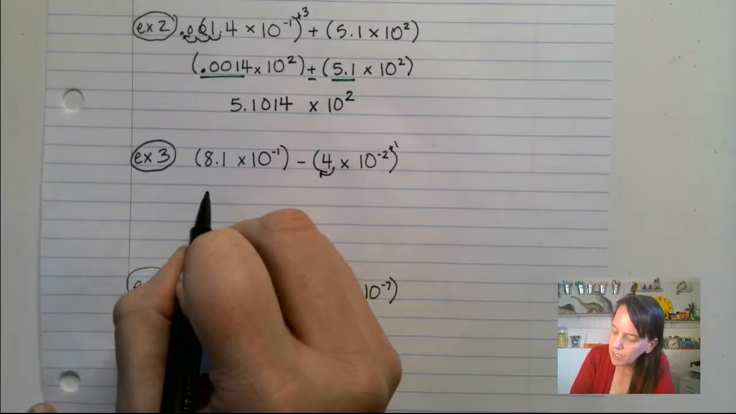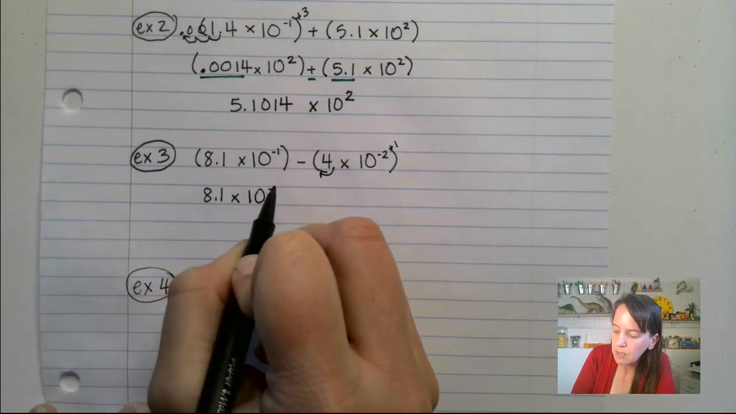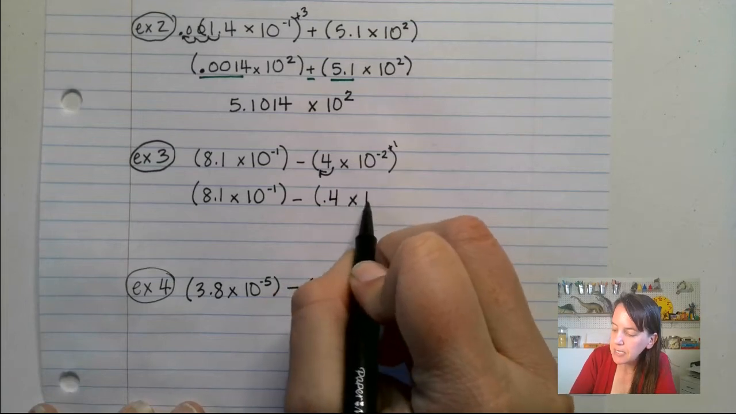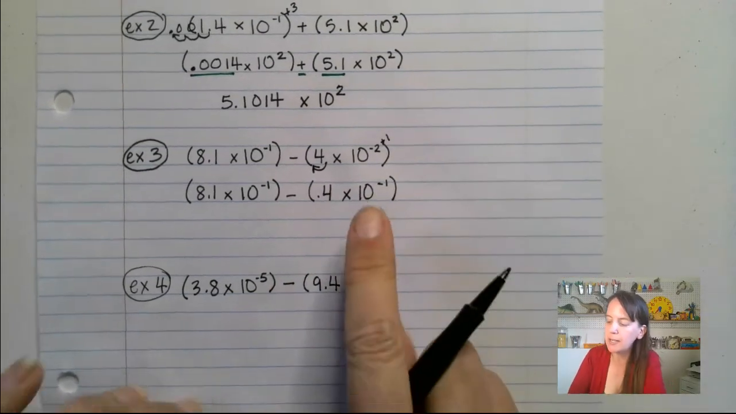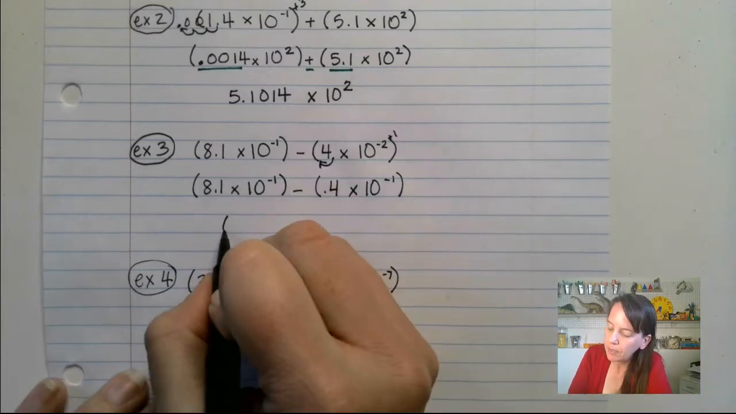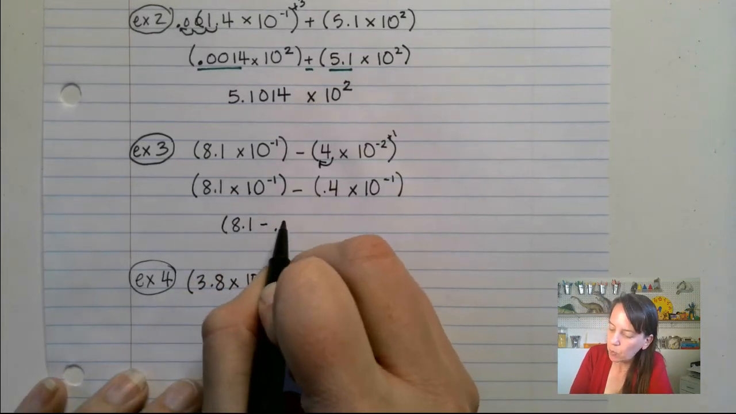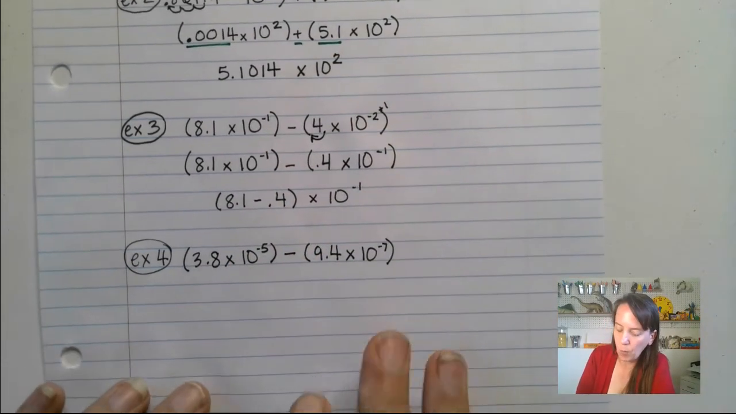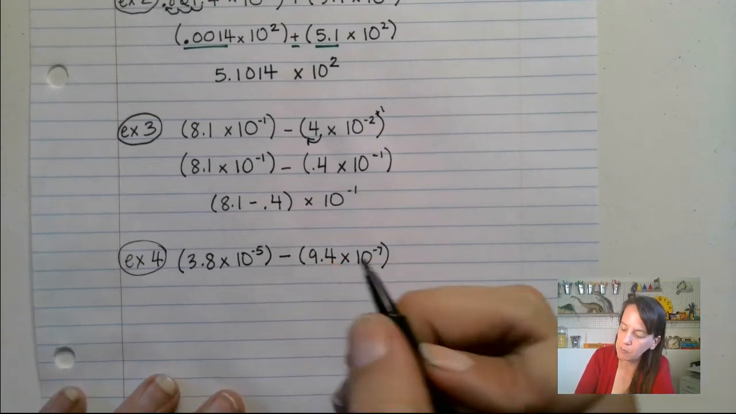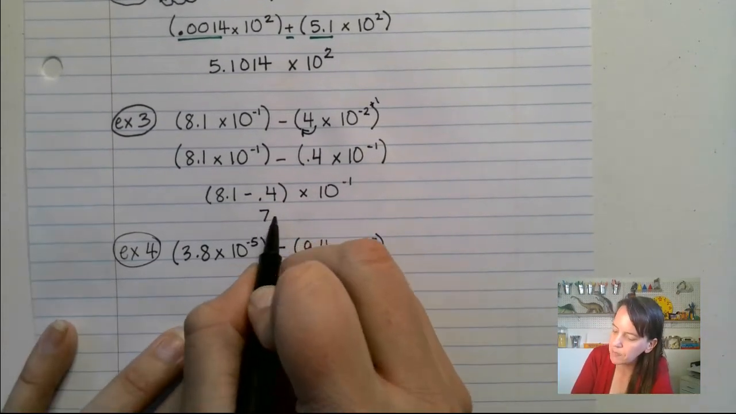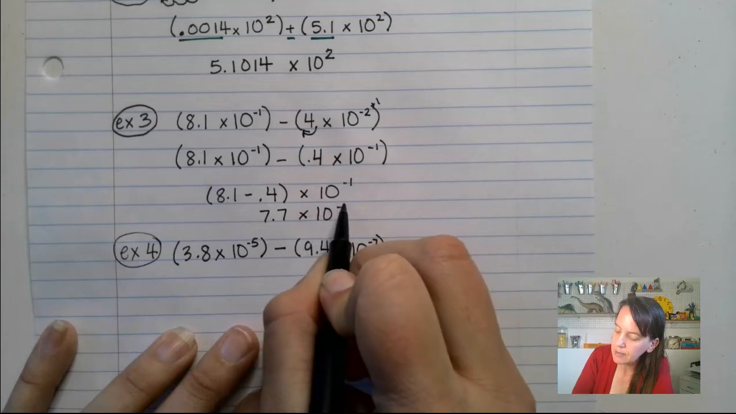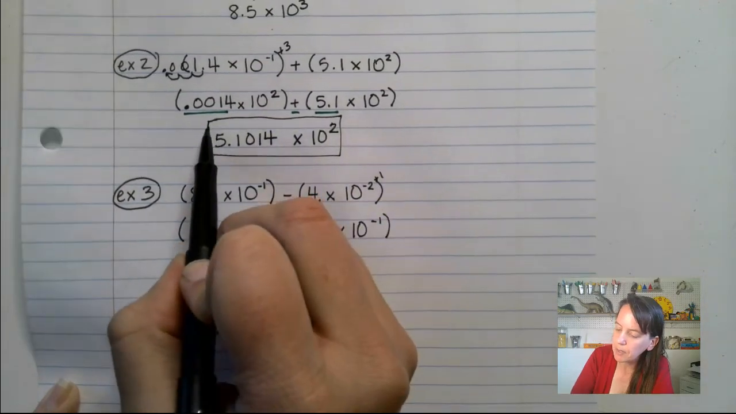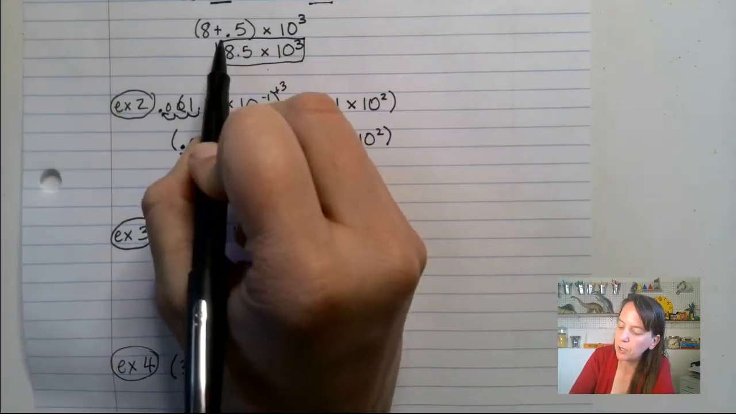So let's rewrite this. We get 8.1 times 10 to the negative 1 minus 4/10 times 10 to the negative 1. Good. So now my tens match here. So I have 8.1 minus 0.4, and then I have times 10 to the negative 1. Excellent. Now we just have to do our math here. We get 7.7. If I think about that right, yep, 7.7 times 10 to the negative 1. And it is always a good idea to box up your answers or circle them or make them easy to identify when you're doing your homework.